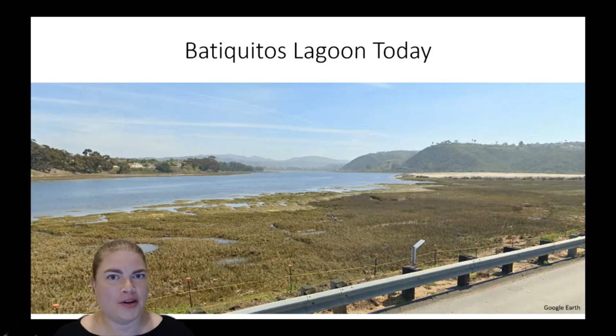I hope you've enjoyed learning more about how climate influences sea level and how changes in sea level have shaped Southern California's coastline and coastal estuaries.